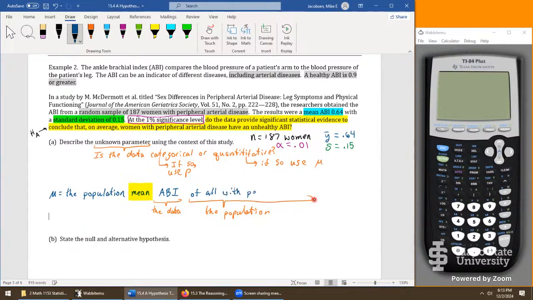Yeah, some of them might have a healthy ABI, some of them may have an unhealthy one, but we're going to find out what they have on average. So it's going to be the mean ABI of all, I forgot to say women, let me put that in there. All women with, it's peripheral arterial disease, but you can paraphrase that by saying this arterial disease.